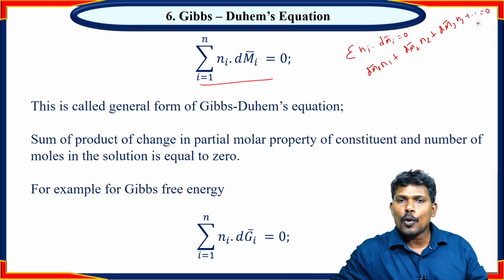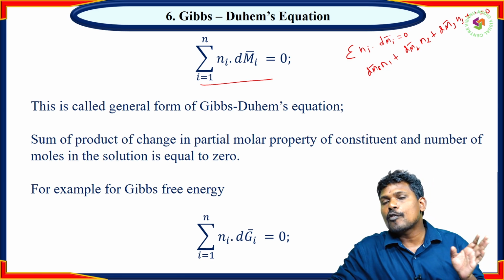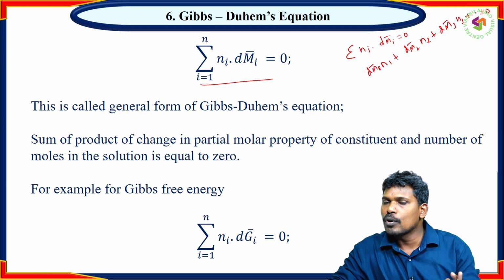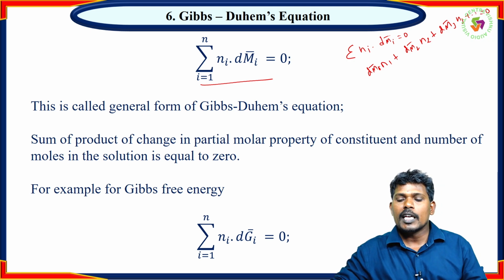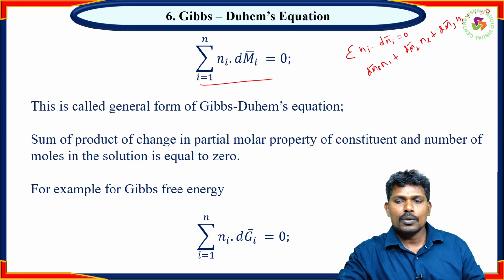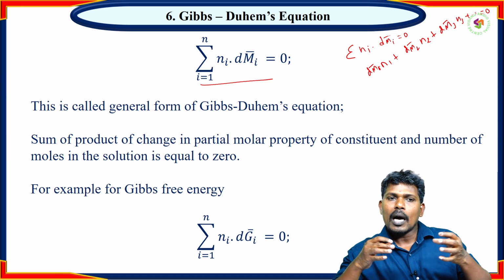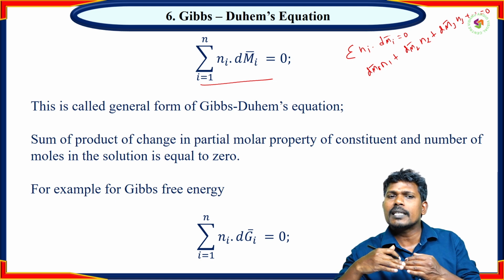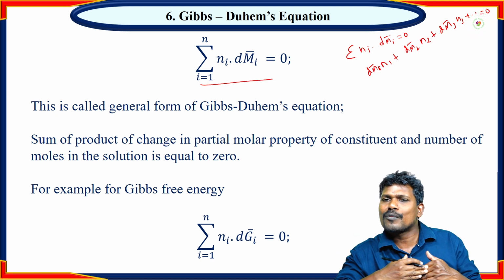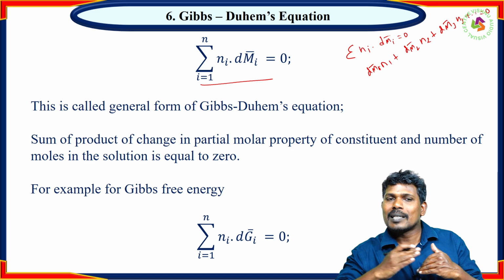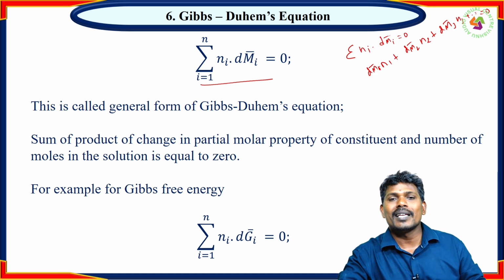It means the change of molar property of a particular compound, multiplied by its number of moles, and the total summation is equal to 0. This is Gibbs-Duhem. This is the relationship between the partial molar properties of a compound in a mixture. From this we can understand how the compounds in the mixture are correlated with one another. How are they correlated? The summation of the change of molar properties of all the compounds, multiplied by their number of moles, is equal to 0. That way they are correlated.